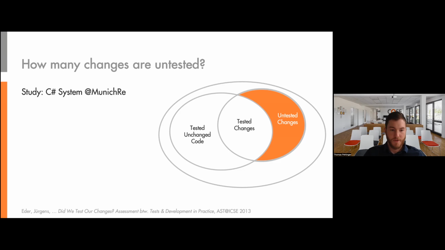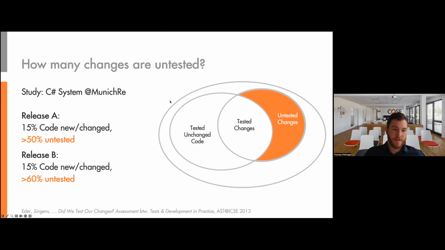So we looked at the 2 releases and found out that coincidentally for both releases, roughly the same amount of code was newly added or changed. And for the first release, 50% of these changes remained uncovered. And in the second release, 60% remained uncovered. And of course, this was quite surprising to MunichRE because, as I said, they already had a quite structured approach to testing there.